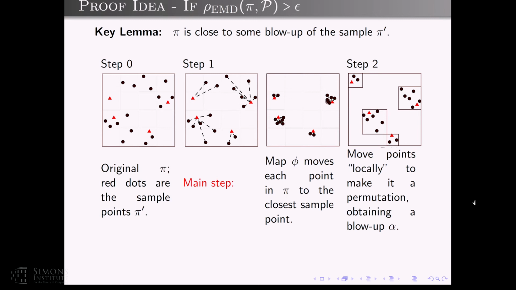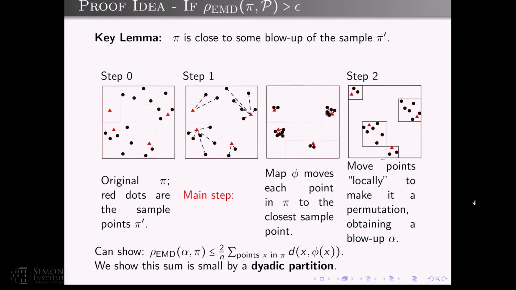But the good news is the total distance I moved in the second step is not very large compared to the distance I moved in the first step. In fact, the total distance I moved in the second step is within a constant factor of the total distance I moved in the first step. So by triangle inequality, we just need to bound the total distance I moved in the first step in order to show the distance between the original permutation and the final blowup I construct is going to be small.